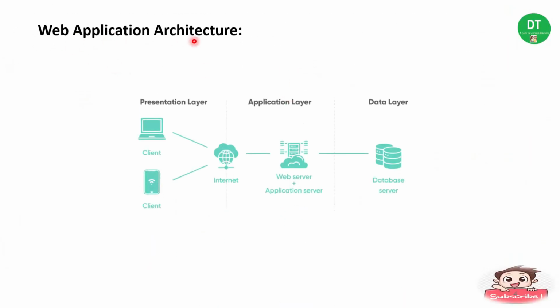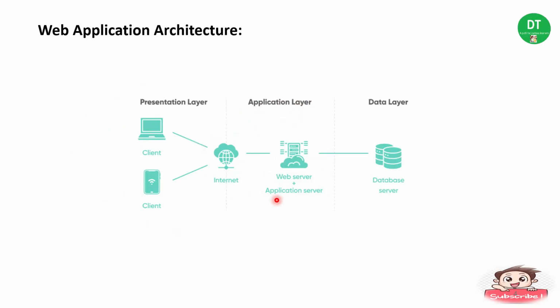Web application architecture. You can see in the figure, I have shown the web application architecture. So the web application architecture includes the presentation layer. Then in between the presentation layer, we have the internet. And here you can see that after that, we have the web server plus application server. So here our application is hosted on the web server.